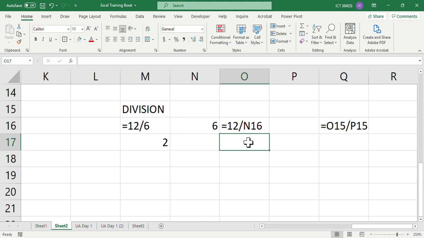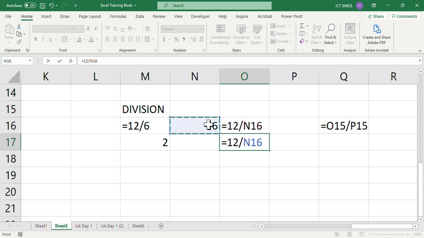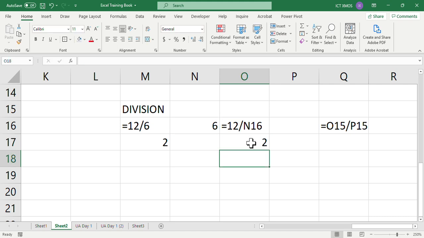So if we want to type this one now, we say equal to, you type 12 divided by, let's refer to N6. You can see it. Why is my screen off and on? It has come up. My screen is off and on. It's your network. Your network is fluctuating.